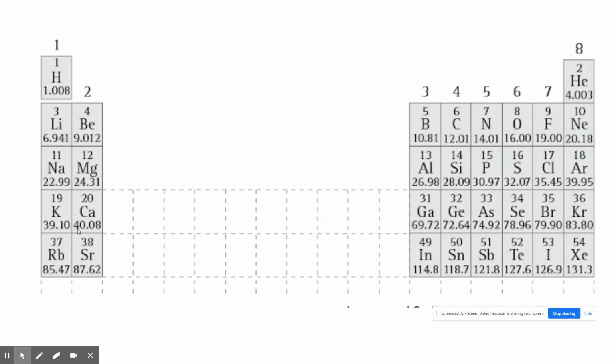Look at the jump in their masses from 40 to 69.72. Look at the jump in their atomic numbers, 20 to 31, okay? Makes sense. Same thing with strontium and indium. There is a gap here. You do have more elements that fit in here.